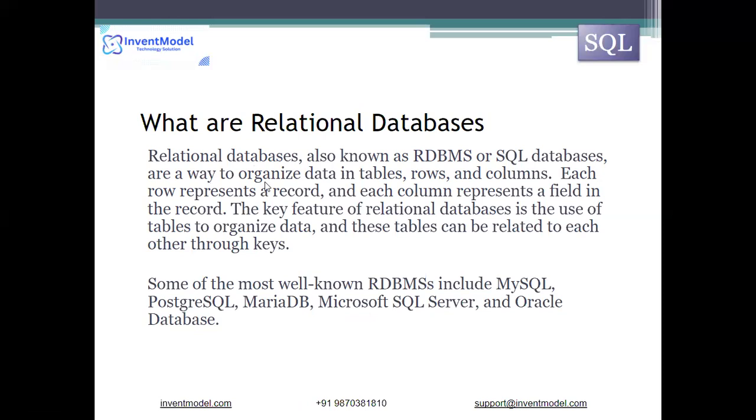It is a way to organize data in tables, rows, and columns. Each row represents a record and each column represents a field in the record. The key feature of a relational database is the use of tables to organize data, and these tables can be related to each other through keys. Some of the most well-known RDBMS include MySQL, PostgreSQL, MariaDB, Microsoft SQL Server, and Oracle.